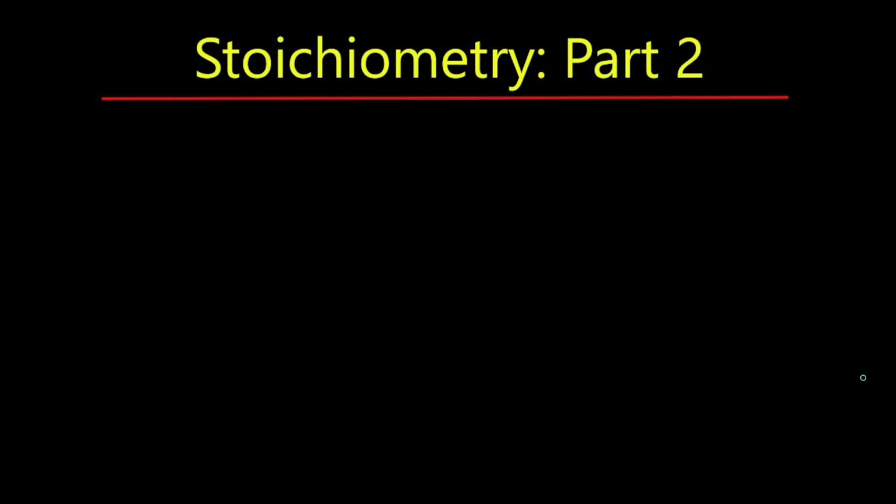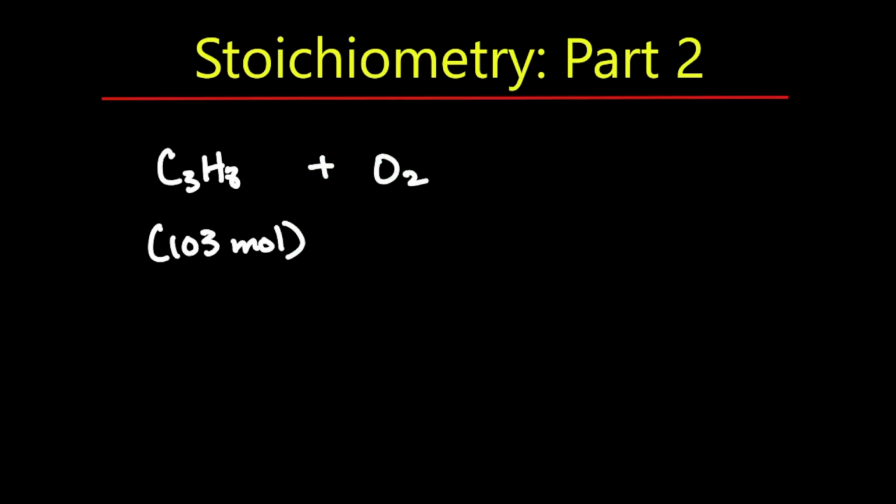Now let's try a hard question. A typical barbecue tank contains 103 moles of C3H8, and we have 103 moles of it. We want to combust this with oxygen, and we want to figure out how many moles of oxygen we need to completely react with and combust with the 103 moles of C3H8. Now remember, because this is a combustion reaction, the products will be water and carbon dioxide.